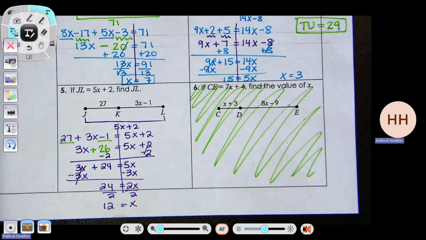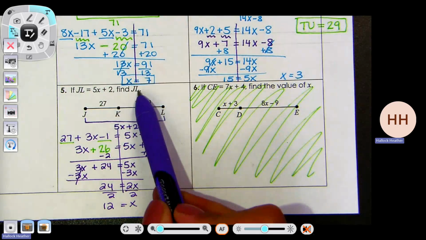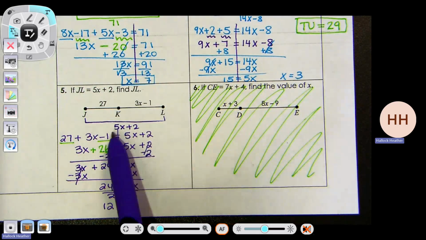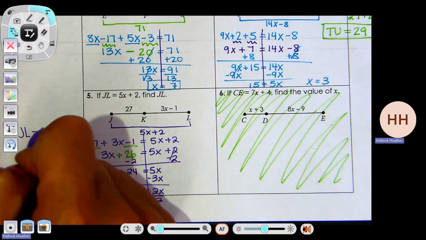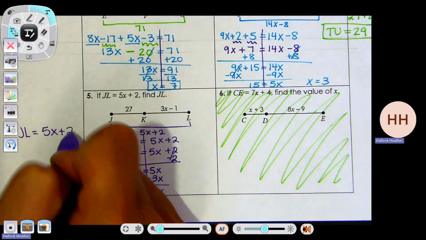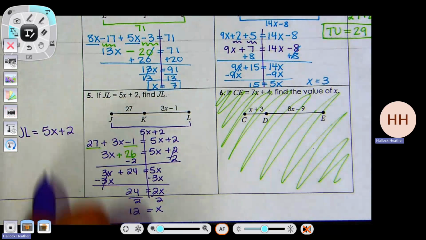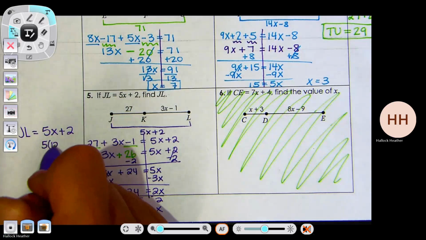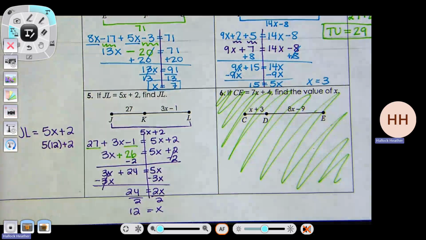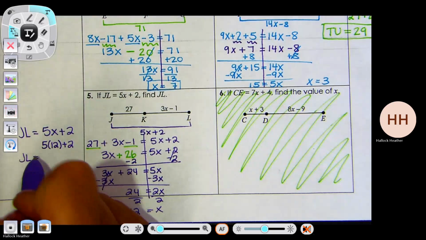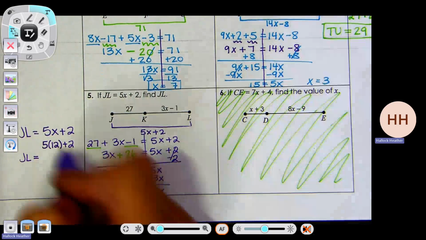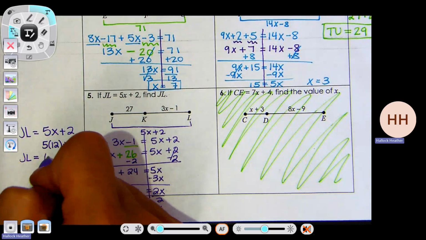And this one you do have to plug it back in. So because I'm plugging it back into JL, if you look, JL is the whole thing. The whole thing is 5x plus 2. So I'll do it off to the side. JL is 5x plus 2. So I'm really doing 5 times 12 plus 2. So what's 5 times 12 plus 2? Tell me. 60 plus 2. 62.